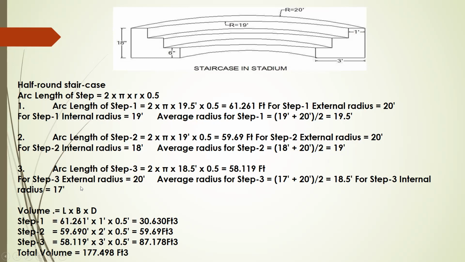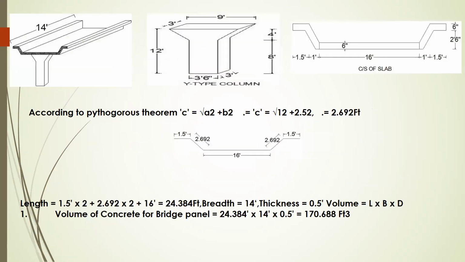So step 1 volume will be 61.261 into 1 into 0.5, that is 30.630 cubic feet. Step 2, 59.690 into 2 feet into 0.5, 59.69 cubic feet. Step 3, 58.119 into 3 feet into 0.5, 87.187 cubic feet. Total volume 177.498 cubic feet.